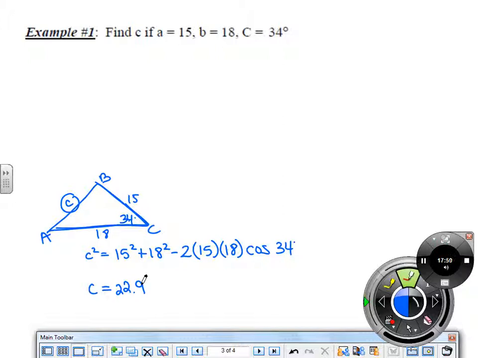Okay, so let's look at how we're typing this in. I think 22.9 is a little bit off just because it's across from a 34-degree angle. So one of these angles probably has to be bigger than that, and they're across from 15 and 18, so I would expect it to be smaller than at least one of those. So 15 squared plus 18 squared minus 2 times 15 times 18 cosine 34.